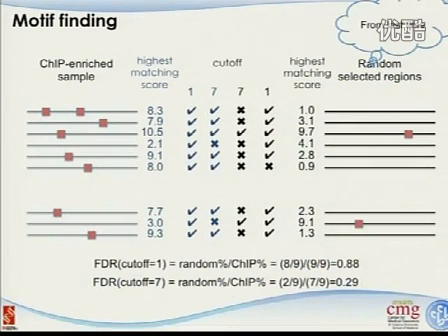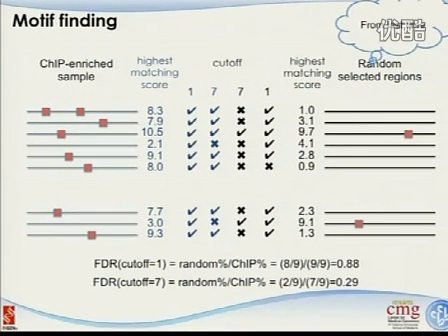In terms of motif finding, this is how we do it. For each individual ChIP-seq derived sequence, we calculate the highest matching score. Then we also select random regions, where hypothetically there is not much enrichment of the binding, and calculate the highest matching score for those too. Then you shift your cutoff, and eventually you calculate, if my cutoff is 1, the percentage of random divided by the percentage of ChIP-derived signals, and it is 0.88. That's not very good. The false discovery rate is almost 88%.